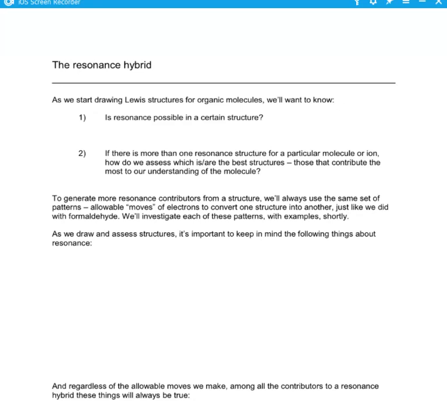Another thing that we're going to have to add in to the mix here is, if we have a molecule, how do we know if we can draw resonance structures for that? Is resonance possible in a particular structure? The way that we're going to do that is to look for certain structural features and patterns. There are going to be certain markers that we're going to be able to identify that are going to tell us not only whether we can draw resonance, but what moves we can make.